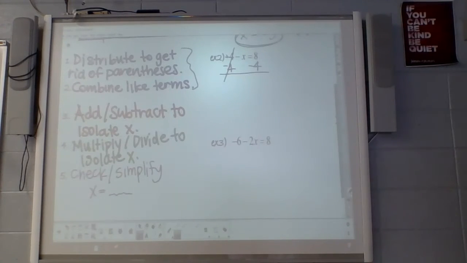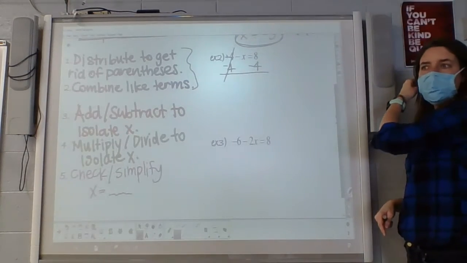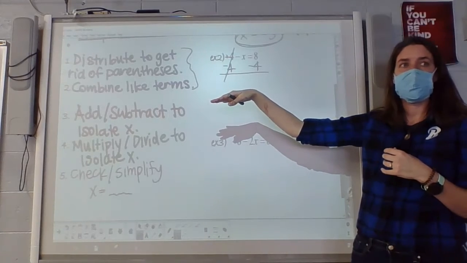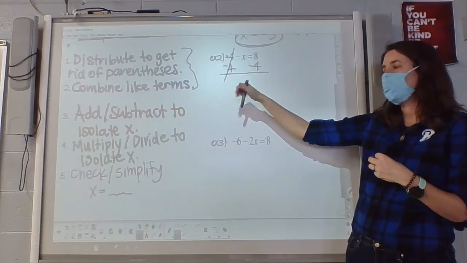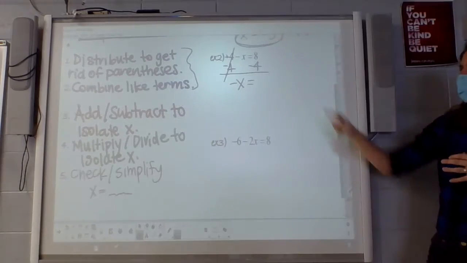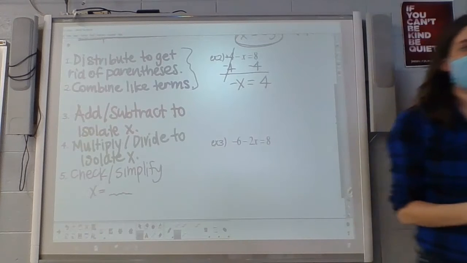So we're subtracting 4. What am I left with on the left side now? Just the x. What kind of x though? Negative x. Be careful with that. So that negative x is there. 8 minus 4 is 4. But we're not done yet.